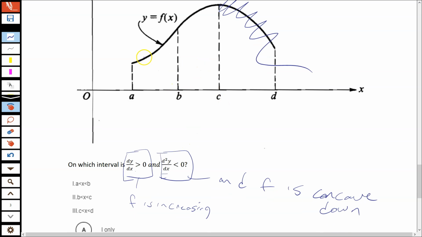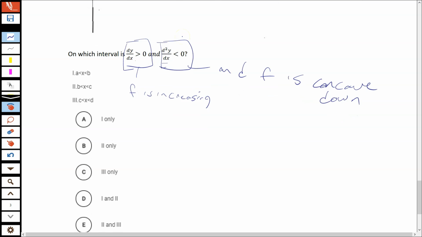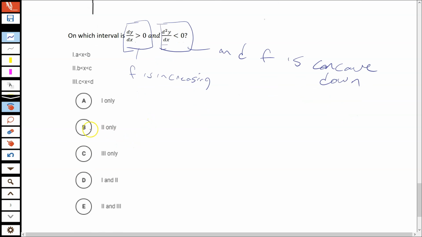We'll notice here f is concave up, right, from A to B. So we want just B to C. So that is, what is that? 2 only. Just B to C.